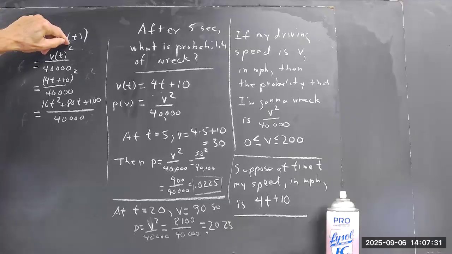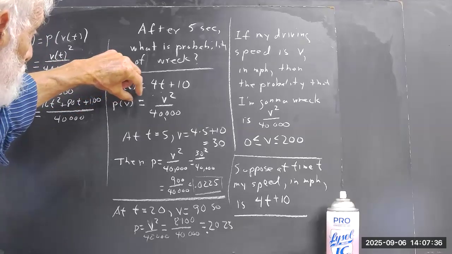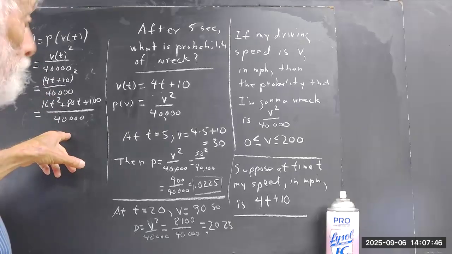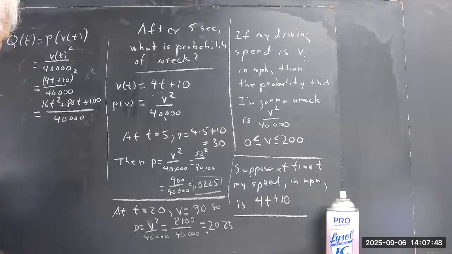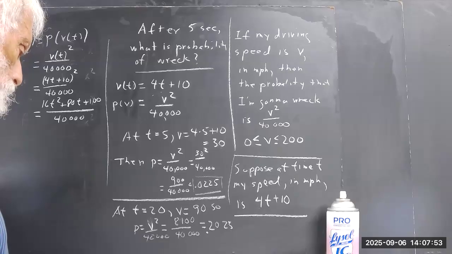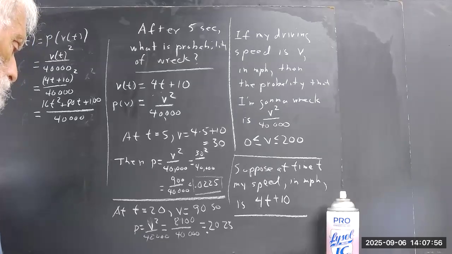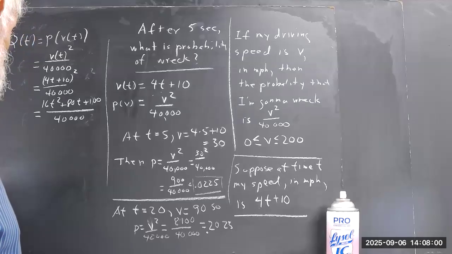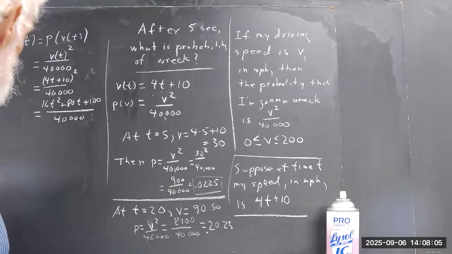Q of T is P of V of T. Using what we said, replacing V by V of T, we get this. And then V of T equals this. So here we have this. And then we do a little arithmetic, little algebra, and expand it. Then we get this formula. If you plug in 17 here, I think maybe you're going to get 0.725, and then 25 or something like that.